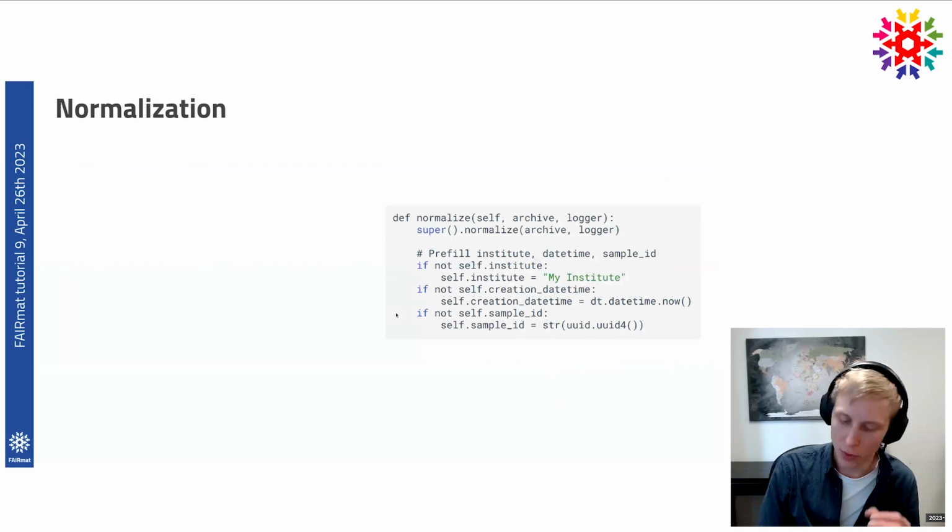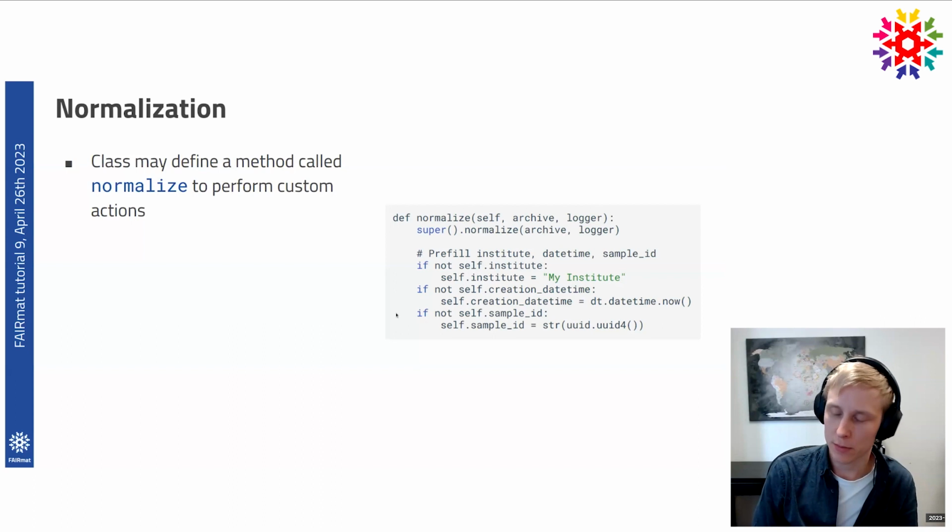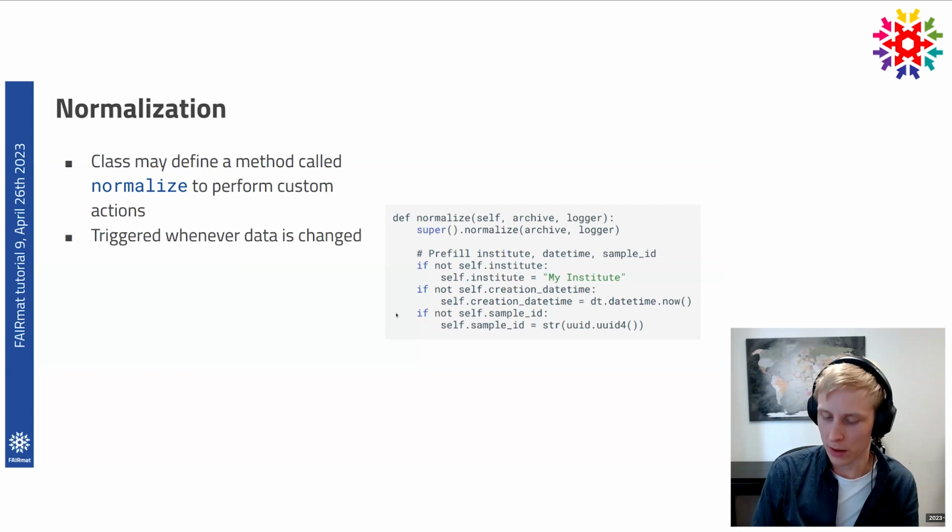Now maybe the most important part of these Python schemas, where they also differ from the YAML schemas, is normalization. These classes may define a method called normalize, where you can run any kind of Python code. This really unlocks all the superpowers that these schemas can have. These are triggered whenever data is changed, so whenever you create a new entry, save it, or modify it to some degree. All kinds of default actions could go in here.